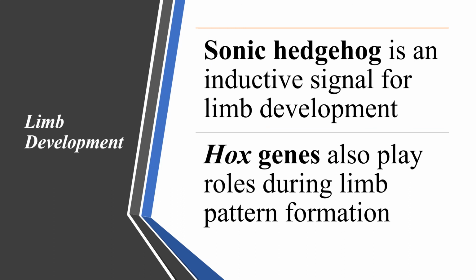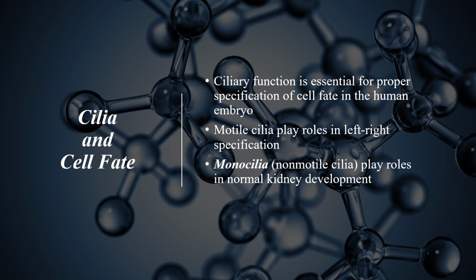So, next, we have the sonic hedgehog. It is an inductive signal for the limb development. And you also have the Hox genes, which also play roles during the limb pattern formation. So, sila yung mga important na mga inductive signals for the limb development. So, cilia and situs. Ciliary function is essential for proper specification of situs in the human embryo. So, motile cilia play roles in left-right specification, and monocilia or the non-motile cilia play a role in normal kidney development. Okay?